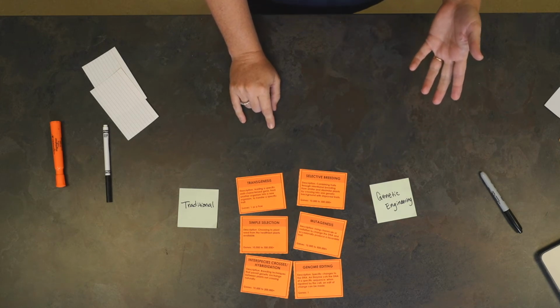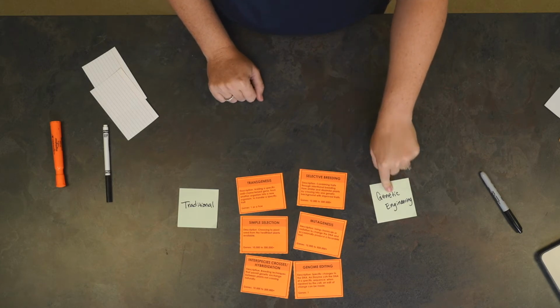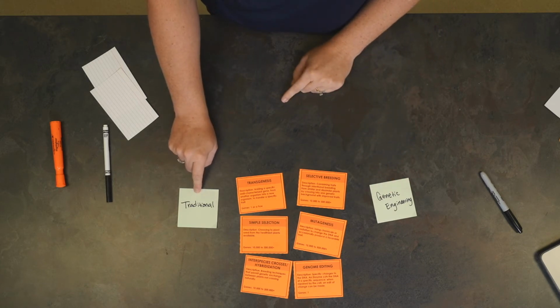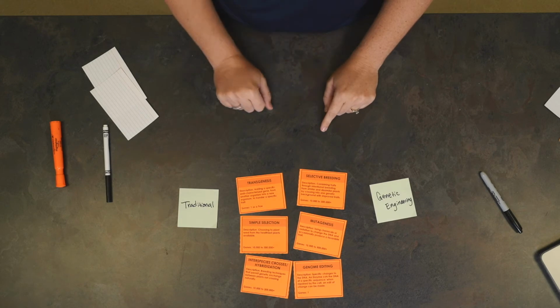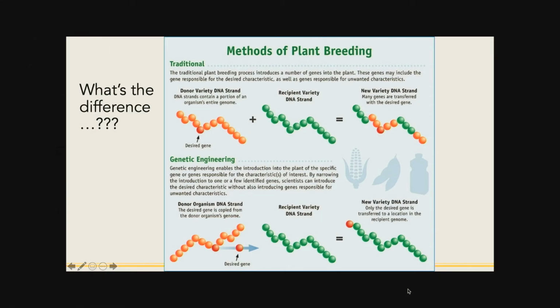Give your students plenty of time to work this out. They might have to come up with an operational definition for what genetic engineering means or what traditional means, but make sure that you guide their discussions. As we go through, you might also want to give them some more information to help them better understand this. Here we go. Methods of plant breeding.